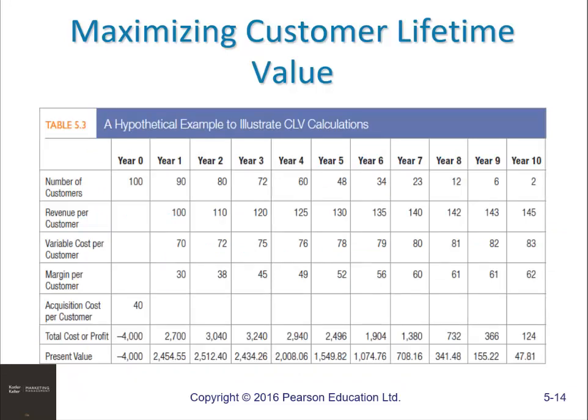Gupta and Lehman illustrate their approach by calculating the CLV of 100 customers over a 10-year period. See Table 5.3. In this example, the firm acquires 100 customers with an acquisition cost per customer of $40.